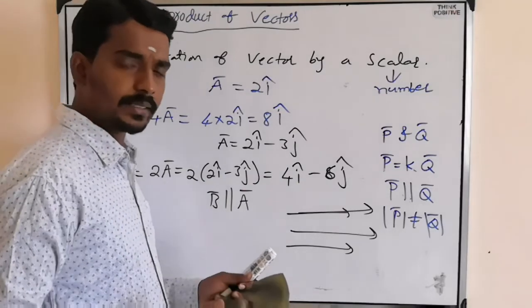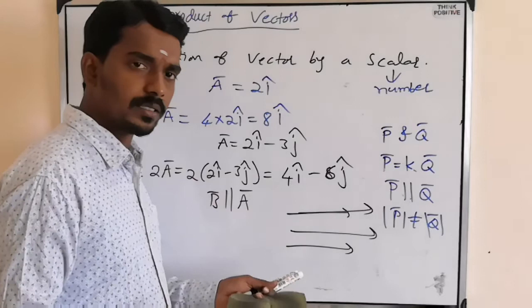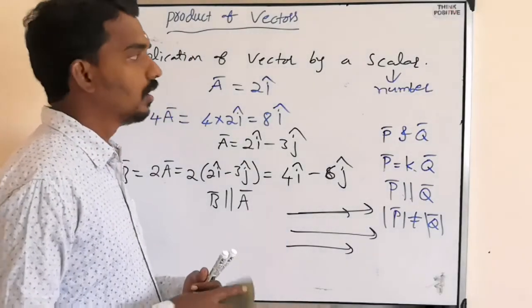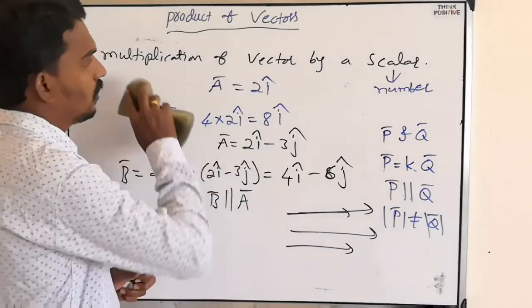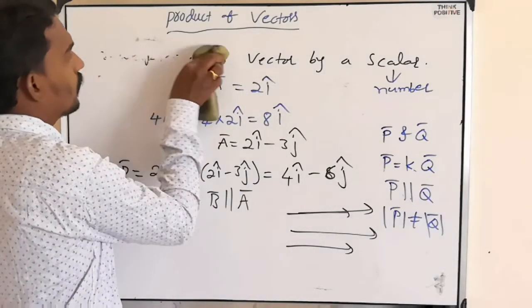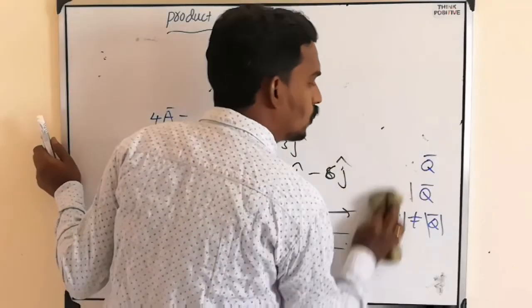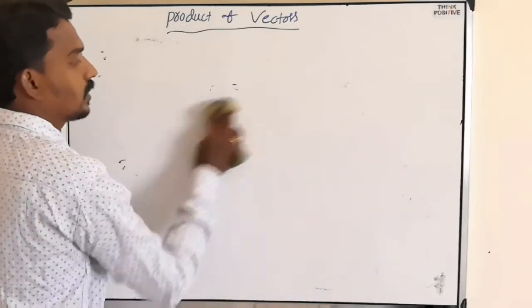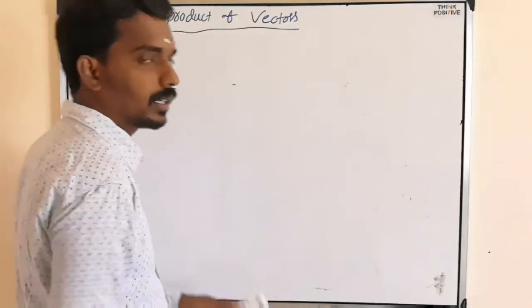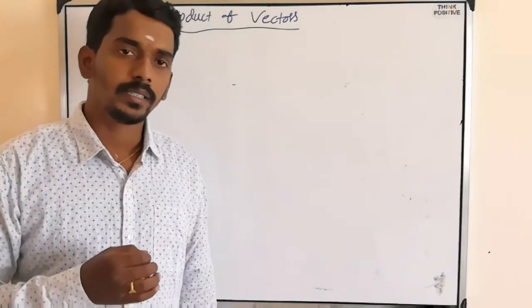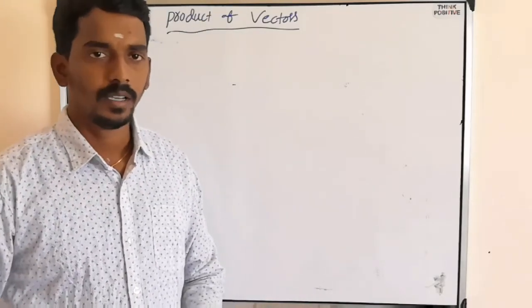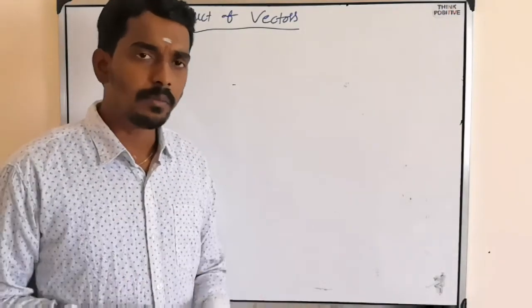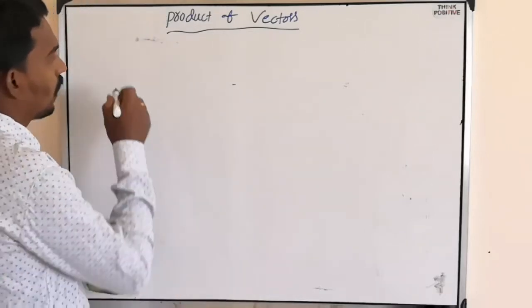See, 2 Newton along the x-axis, 10 Newton along the x-axis. Both are along the x-axis. What is the difference? Magnitude only. So that is what you need to understand. This is multiplication of a vector with a scalar. So what happens when you multiply a vector with a scalar? Its magnitude changes, but its direction remains the same.